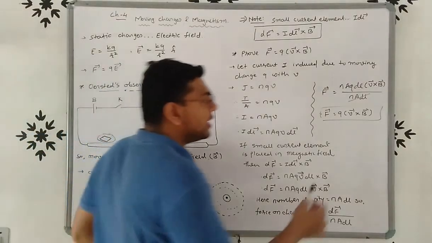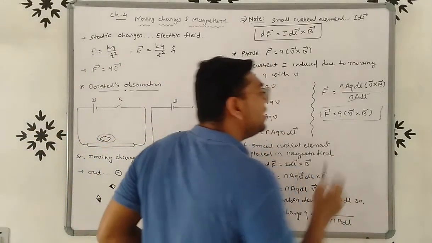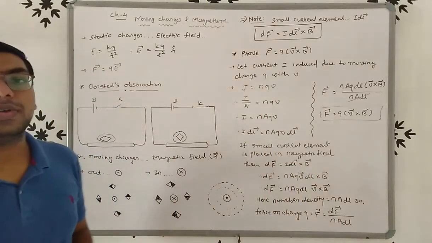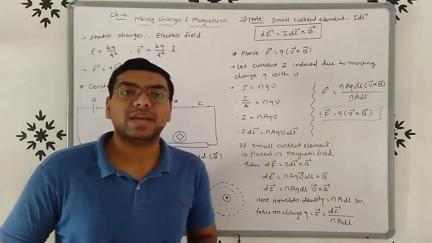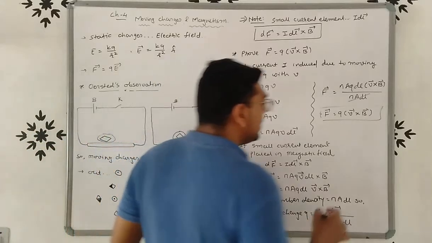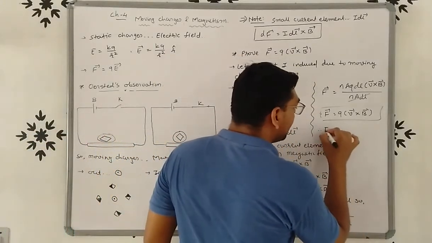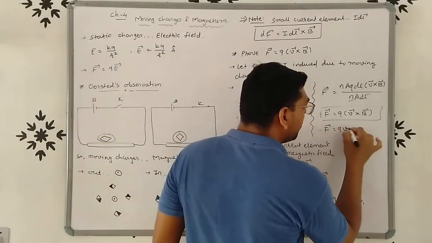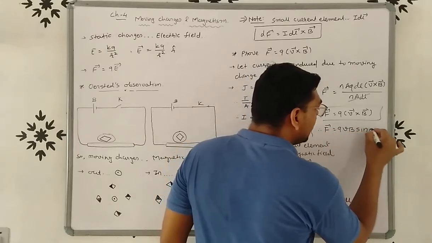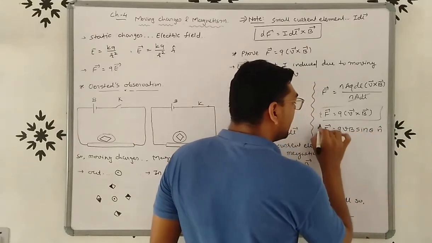Now we know that there is a vector product between V and B. We know that A cross B is equal to AB sin theta. So here we can write that vector F is equal to QVB sin theta into n cap, right?